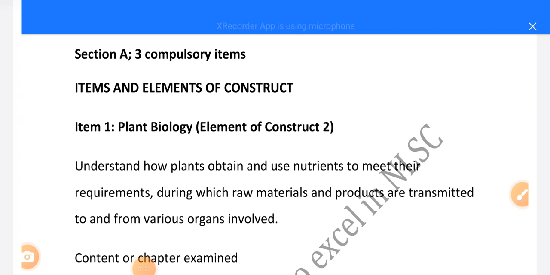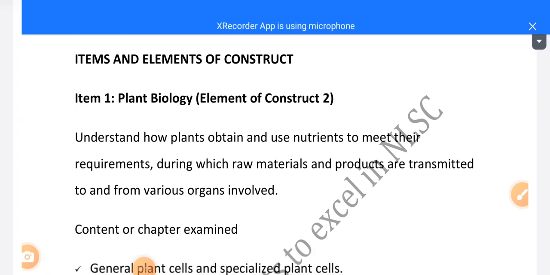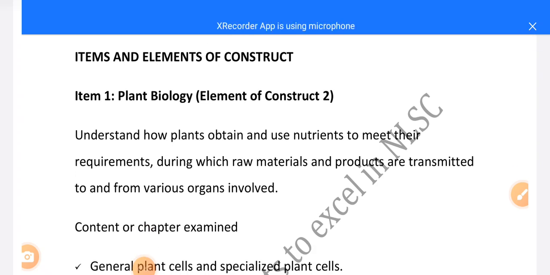In paper 1. Now, when you look at this section or item 1, item 1 is all about plant anatomy. So senior 4 students, we expect you to have studied properly about plant what? Plant anatomy, and this is especially senior 1, senior 2 work. Now plant anatomy or plant biology is our item 1. So what do we expect in this item?